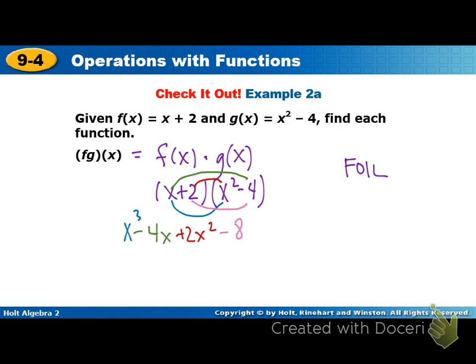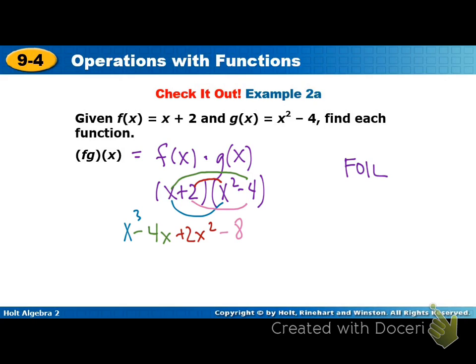Now usually when we do FOIL, we can add the outer and inner terms because they usually end up being like terms, but it doesn't work this way because of that x squared. It kind of messes it up. So we actually have no like terms, but we do need to do something else, which is what? Put it in order.